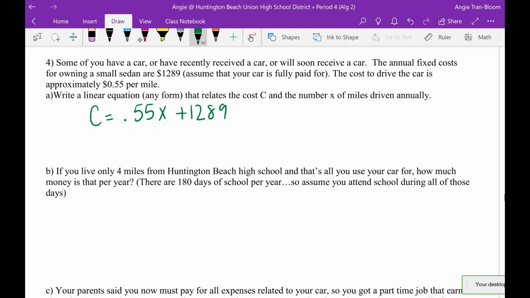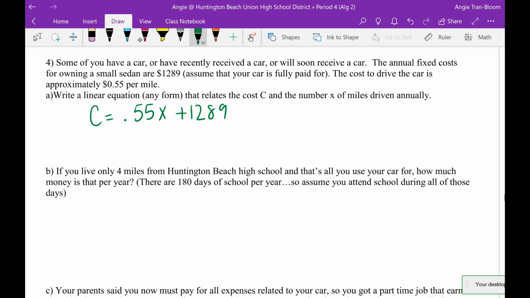Okay. This is obviously not really true. You're going to use your car more than just driving to and from school unless you're grounded. I think that's funny. If you live 4 miles from school and your parents only allow you to drive to and from school, right? Like I said, it's probably not true unless you're grounded.